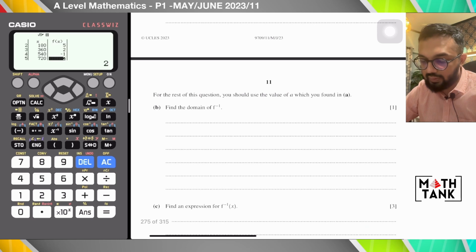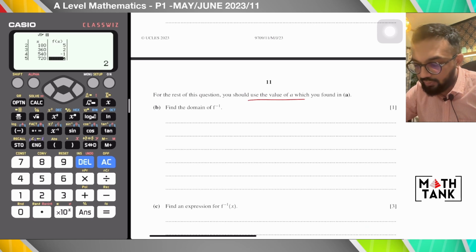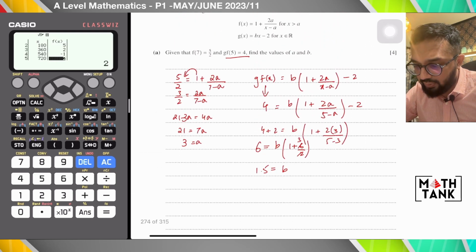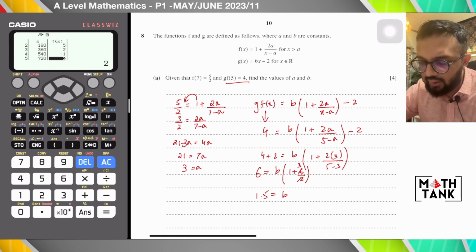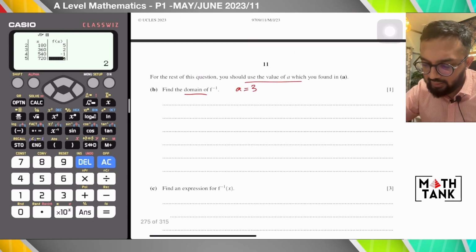Then for 1 mark, it says: for the rest of the question, you should use the value of a equals 3. Find the domain of f inverse. So the domain of the inverse will be the range of the original function. Now the original function is something like this. It's f of x equals 1 plus 6 over x minus 3.